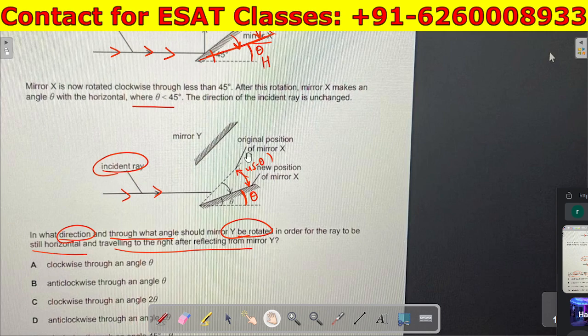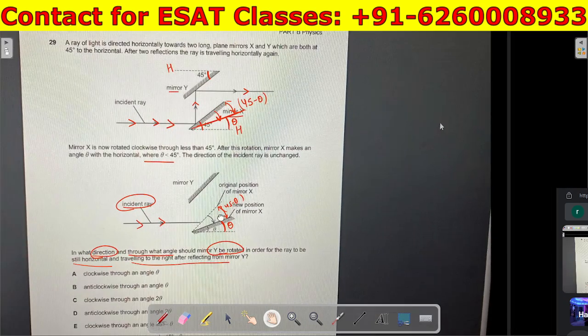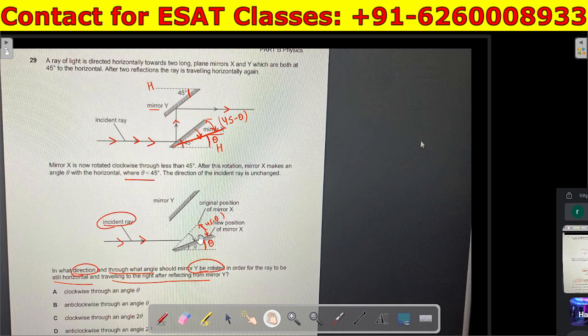So first let me know, have you understood the statement of the question, the purpose of the question, what he wants to know? If I summarize the question, we have a set of two mirrors, their arrangement I have already explained. There is one horizontal ray. Initially, after the complete reflection, it is going horizontally once again. Now mirror X gets changed by an angle 45 minus theta. Now I have to find the direction of rotation and the magnitude of rotation of mirror Y such that the final reflected ray should be again horizontal. Are you getting the question statement?